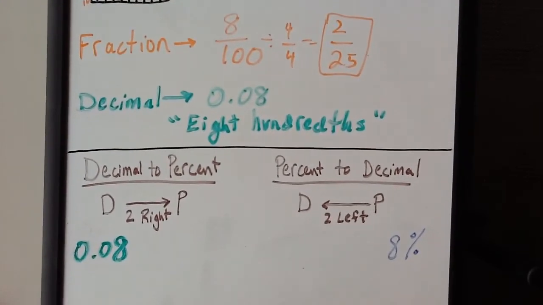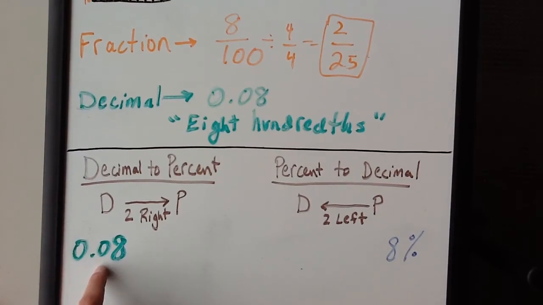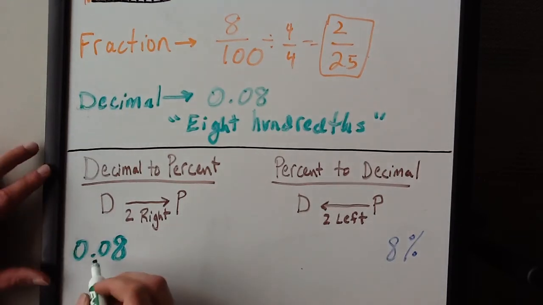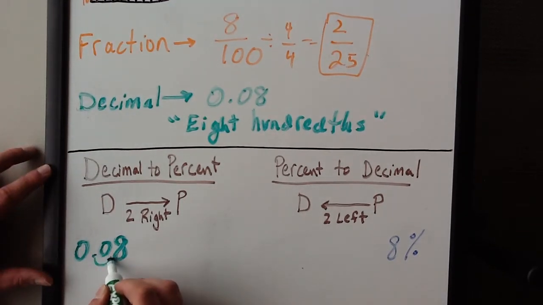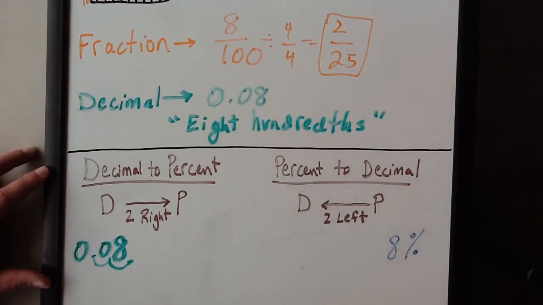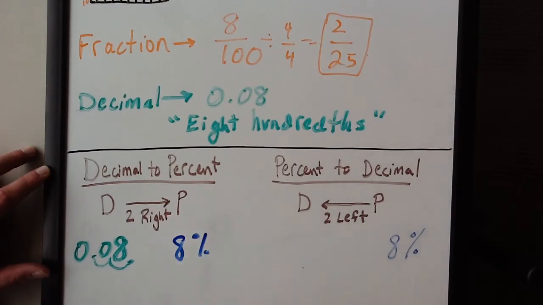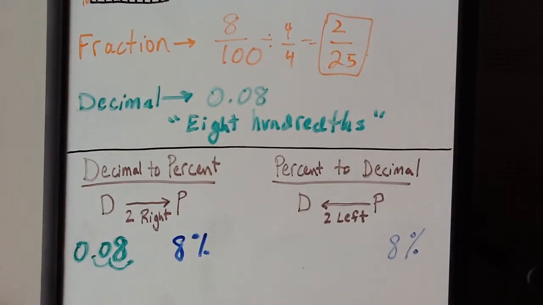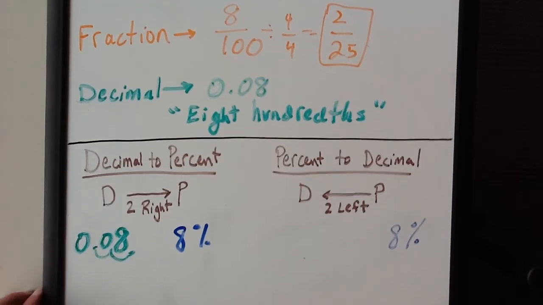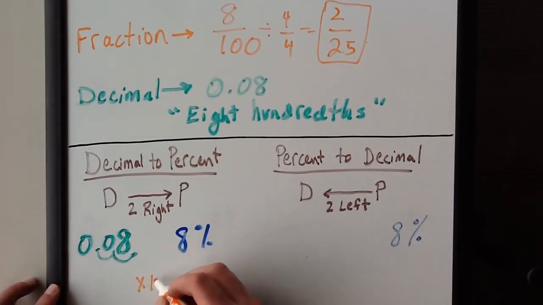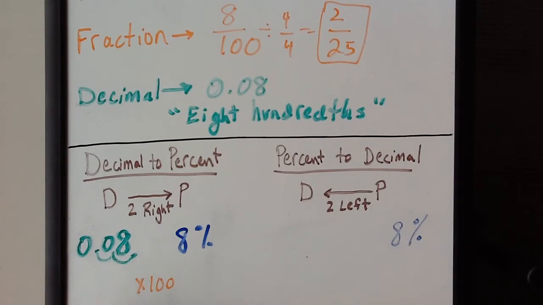Now to go from a decimal to a percent, let's say I'm given 8 hundredths as a decimal. To make this a percent, I'm going to move the decimal 2 places to the right. So I show that by drawing the little U here, 1, 2, and there's my new decimal. So this is decimal, this is percent, 8%. Now, when I move the decimal 2 places to the right, what I am doing is multiplying by 100. That's actually what I'm doing. So it's like taking 0.08 times 100 and you'll get 8%.